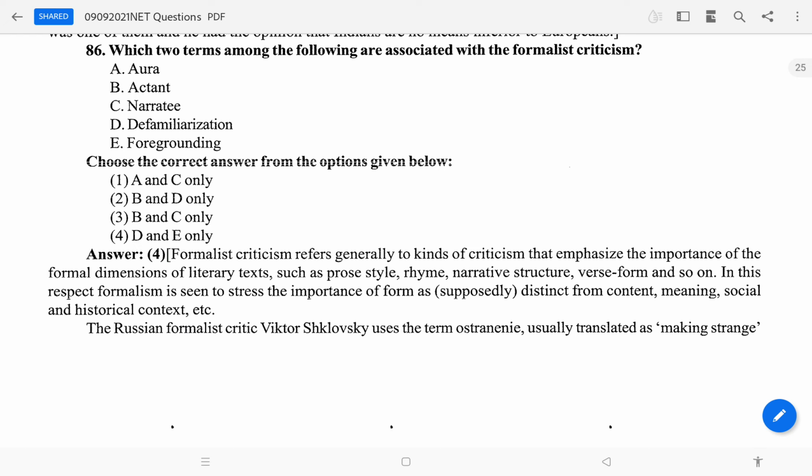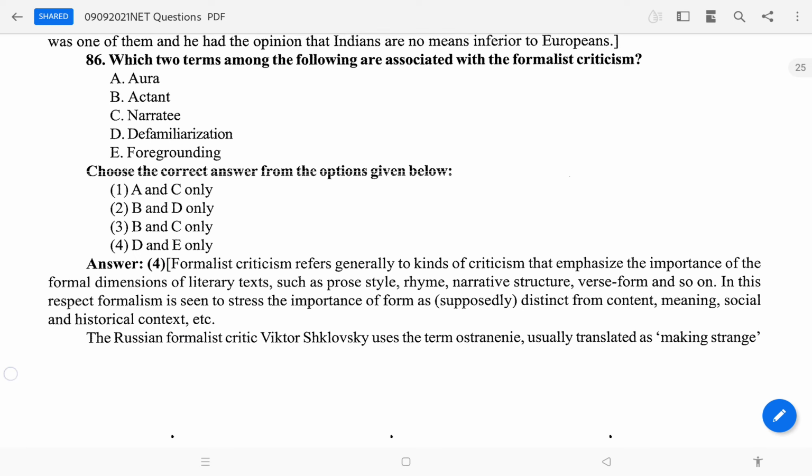In this respect, formalism is seen to stress the importance of form, supposedly distinct from content, meaning, and social and historical context. So what is formalism? Formalism wants to focus on the form. They reject the historical background of the text or the author. They only try to focus on the form, the style, the narrative structure, the verse form of the writing.